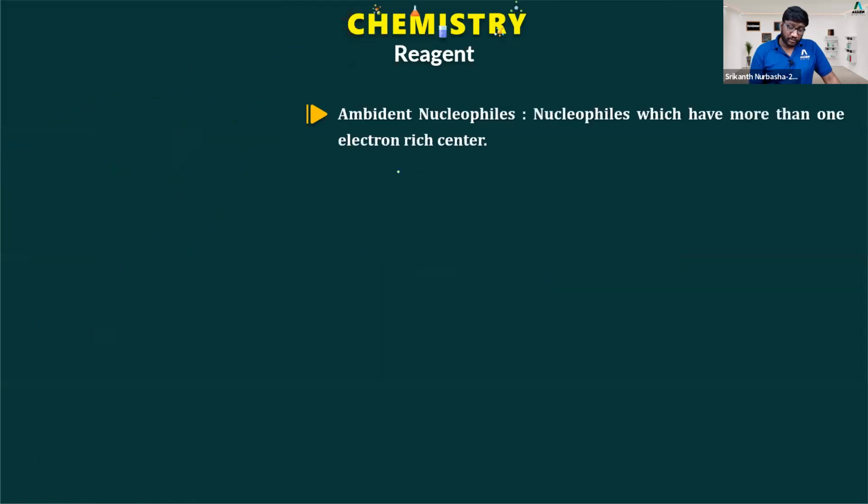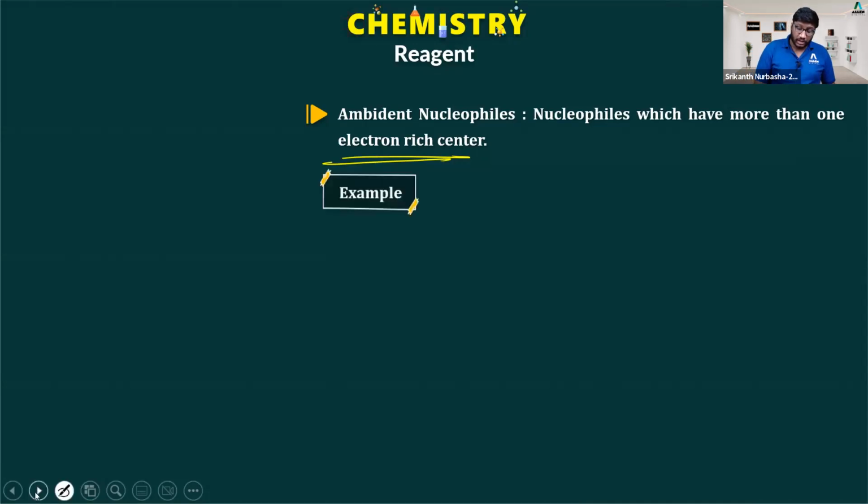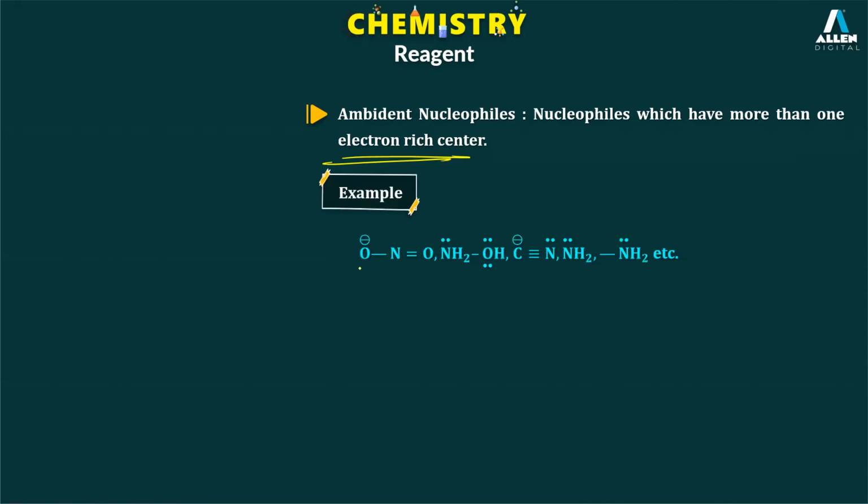So let us proceed. Ambident nucleophiles means nucleophiles which have more than one electron-rich center. Any examples of ambident nucleophiles? Cyanide, for example, NO2 minus, NH2OH, where lone pairs of electrons are present on nitrogen as well as oxygen. NH2NH2, hydrazine, where lone pairs of electrons are present on two nitrogen atoms. So all these are examples.